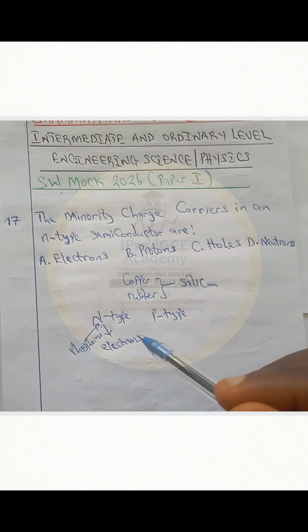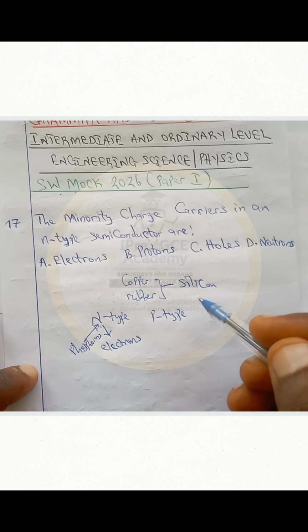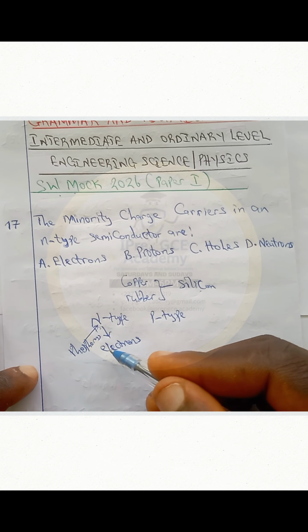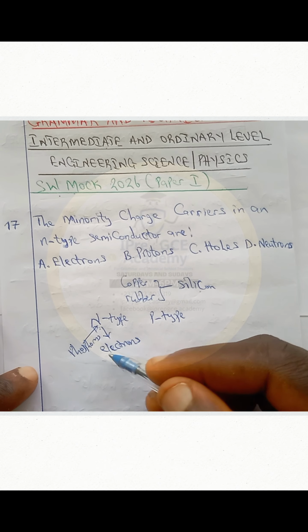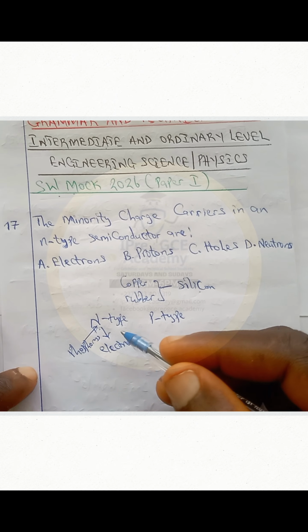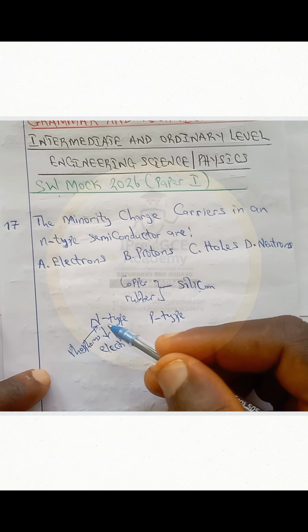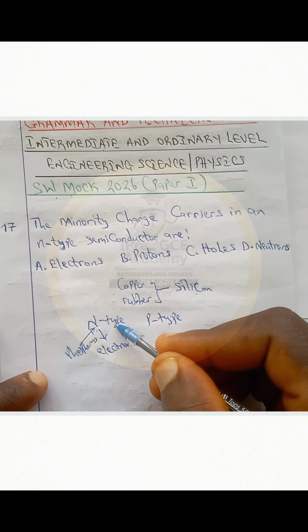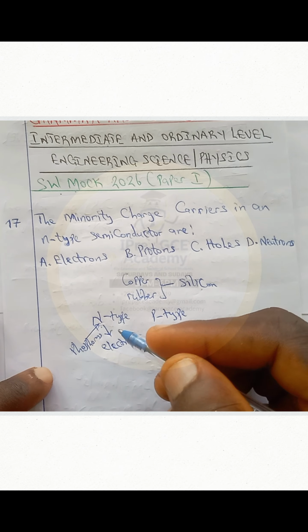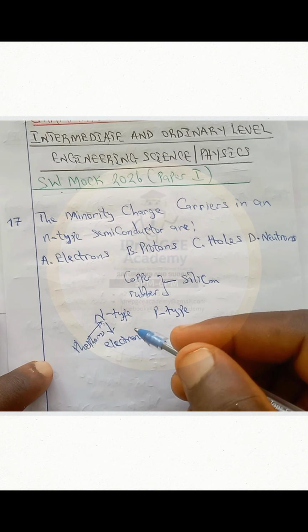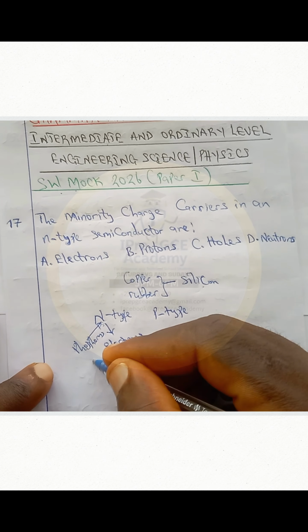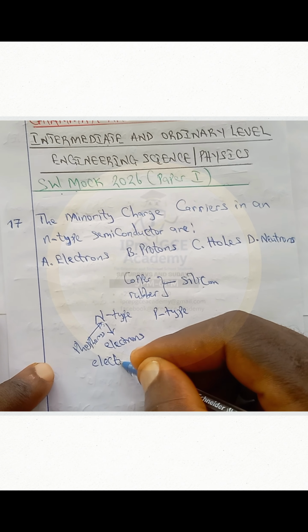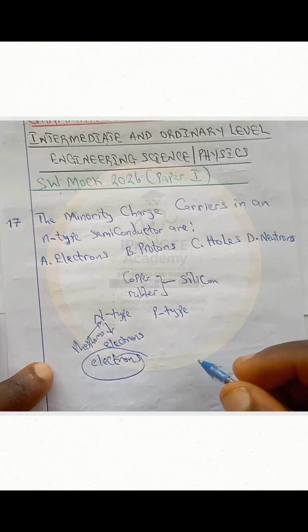So if we were to add an atom of phosphorus to a silicon material, now we have an extra electron or more electrons. Those electrons are free to move around from place to place. So we have an N-type or a negative type semiconductor. And the majority charge carrier, what is the charge carrier that is more? Which charge carriers are more? Well, electrons, because we have added extra electrons.